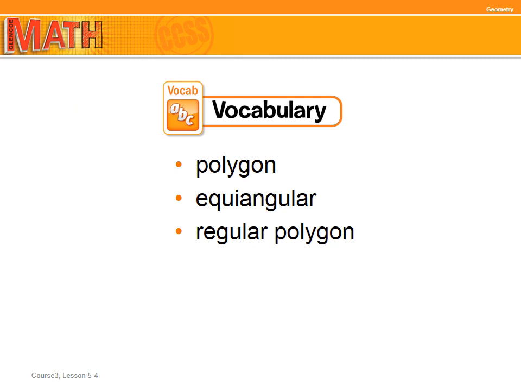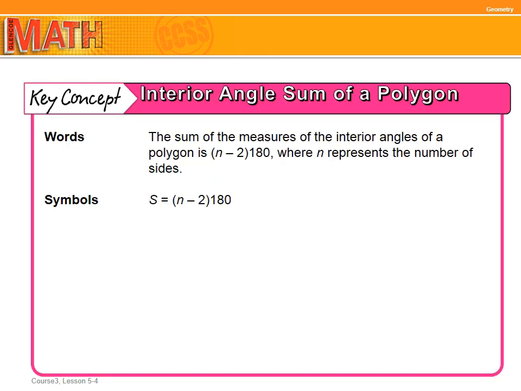Vocabulary, three vocabulary words: polygon, equiangular, regular polygon. Key concept: interior angle sum of a polygon. In words, the sum of the measures of the interior angles of a polygon is (n minus 2) times 180, where n represents the number of sides. So in symbols, it's S equals (n minus 2) times 180.